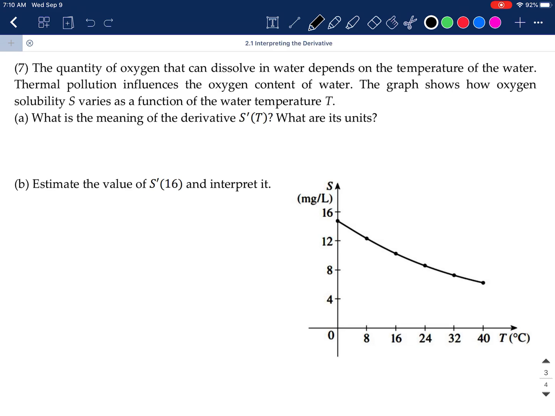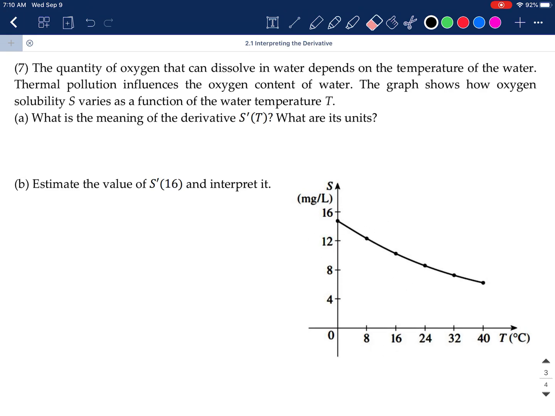So it says, what is the meaning of the derivative s prime of t? What are its units? So I'll let you decide what you think that is, the meaning of that derivative and its units based on our previous examples. But what I do want to discuss is estimating the value of s prime of 16. So we can see that s of 16 is going to be somewhere between 12 and 8, right? So we know that s of 16 is somewhere between 12 and 8.